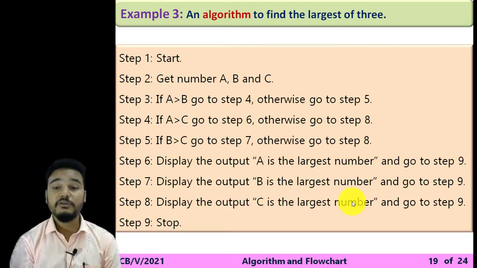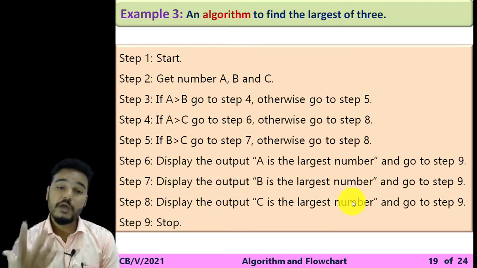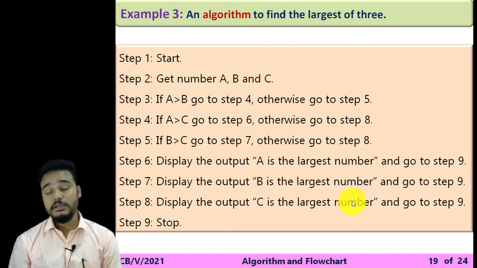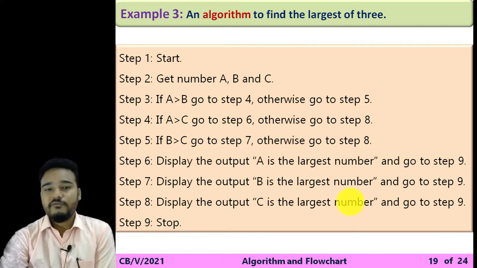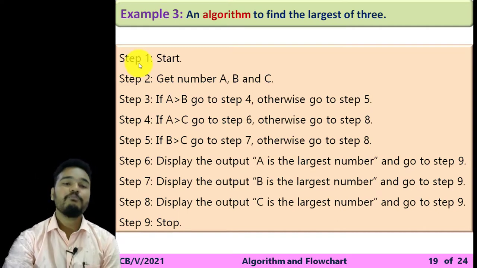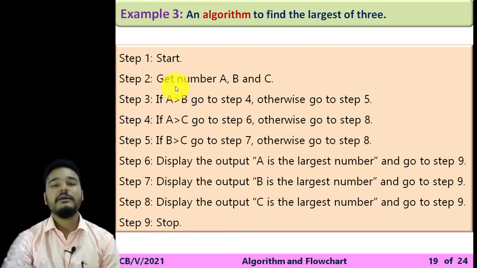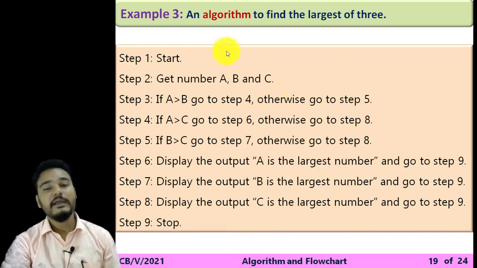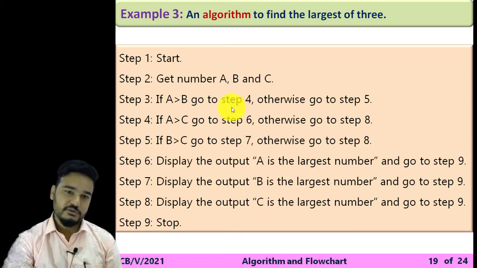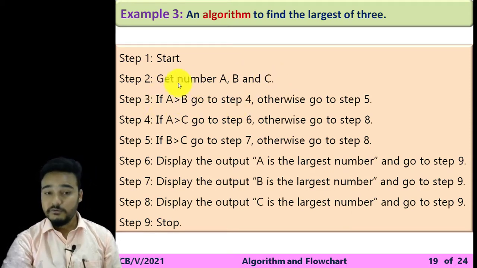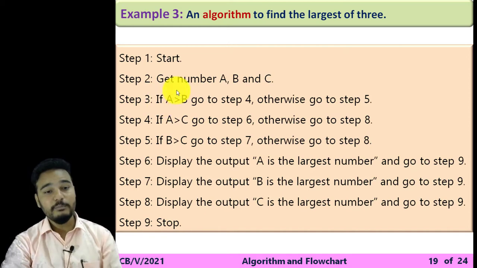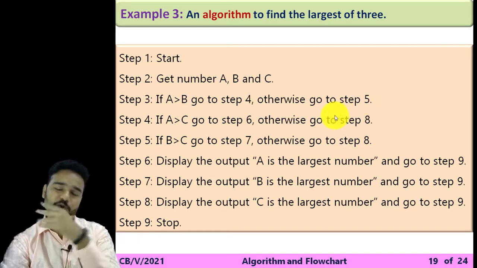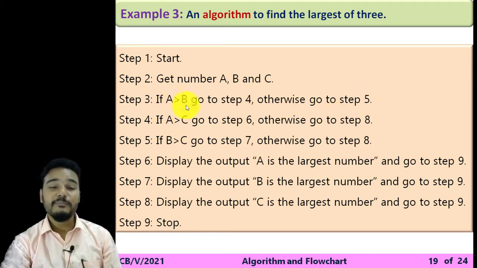Three numbers will be given here, and you have to find out which number is the largest one. The algorithm is already given over here. First is start, then get numbers A, B, C. We have to input the values of A, B and C. Then we compare the value of A with the value of B. If A is greater than B, go to step 4, otherwise go to step 5. Now what is step 4? Step 4 is to compare A with C.